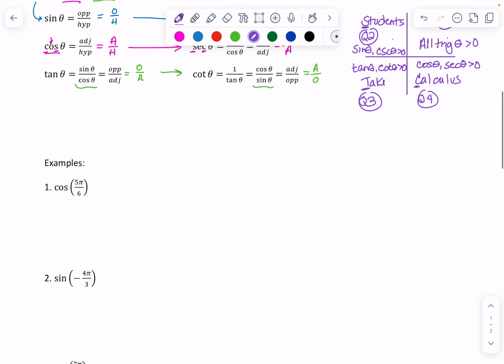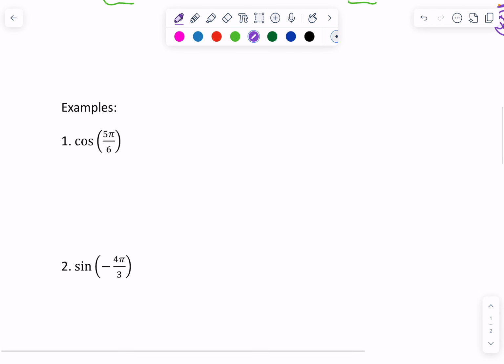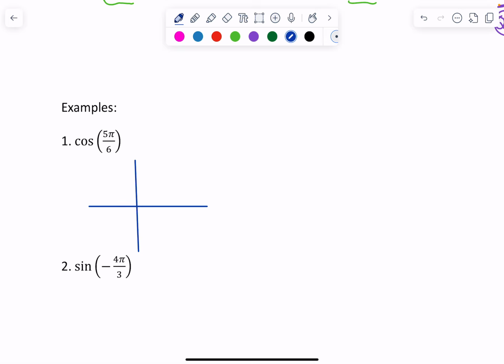The first example here, I have cosine of 5 pi over 6. So let's go ahead and draw that. I want to find the reference angle there. So here's what we look like. This right here is a 0 angle. This over here is a pi.